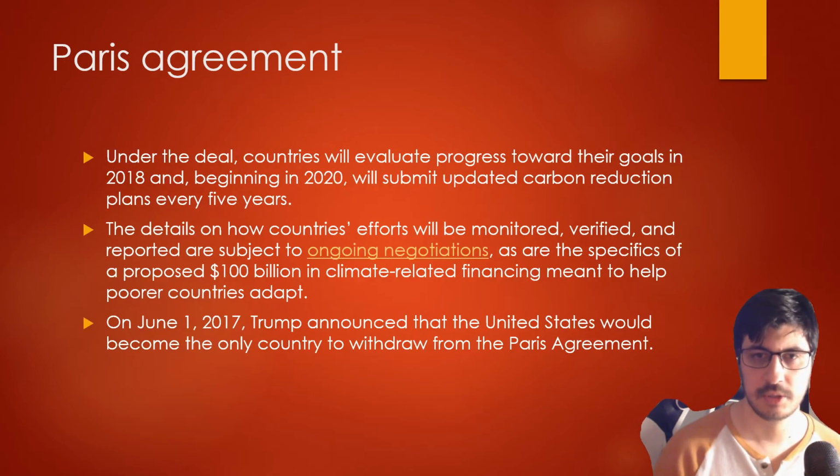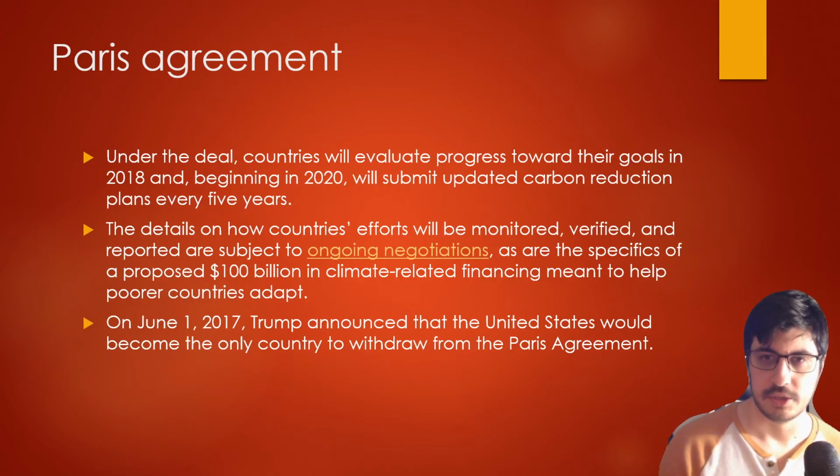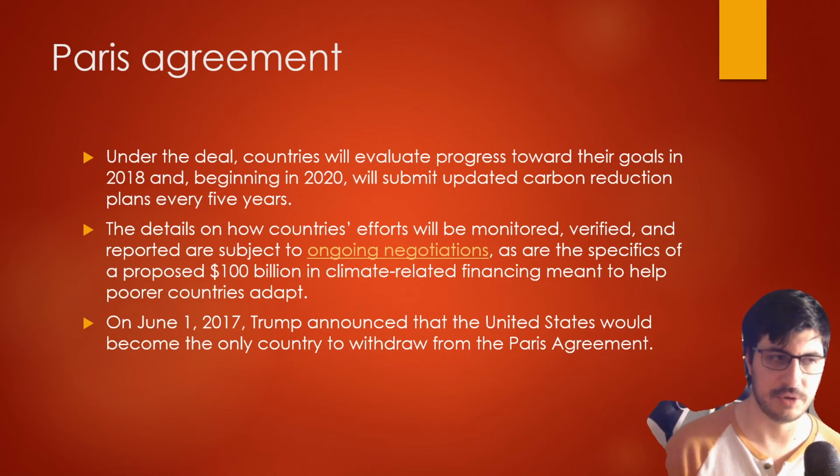Under the deal, countries will evaluate progress towards their goals in 2018, and beginning in 2020, they submit updated carbon reduction plans every 5 years. So the next one will be in 2025. The details on how countries' efforts will be monitored, verified, and reported are subject to negotiations that are constantly ongoing, as are the specifics of a proposed $100 billion in climate-related financing meant to help poorer countries adapt to these changes that are being implemented.